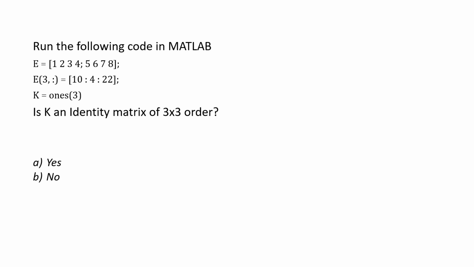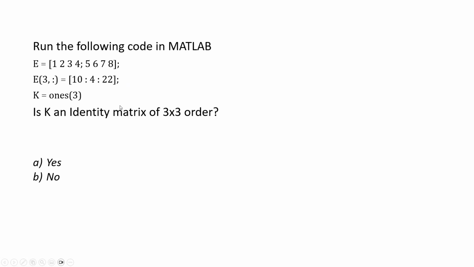Okay, see, some answer is there. B, yes, correct, because if you see, first E will be a 2 by 4 matrix, 1 2 3 4 and 5 6 7 8, with 2 rows and 4 columns, right? Again, in the third row, we are keeping values starting from 10 to 22. So it will be 10, then 4 more, that is 14, then 18, then 22. It will have 4 elements, which will be the third row of E.